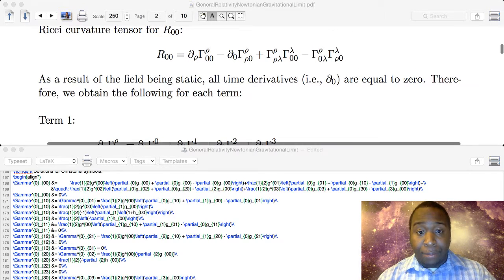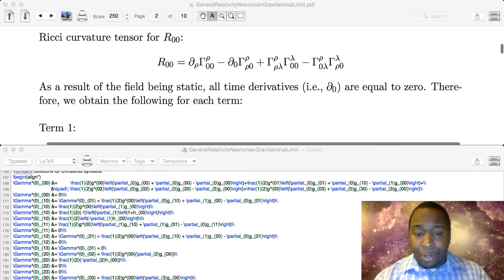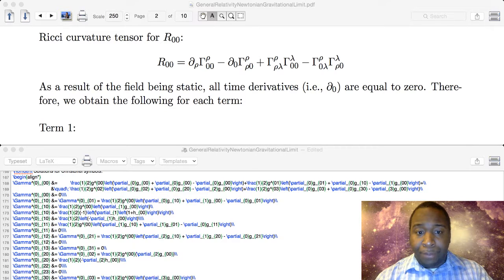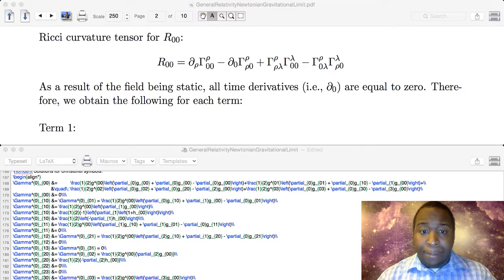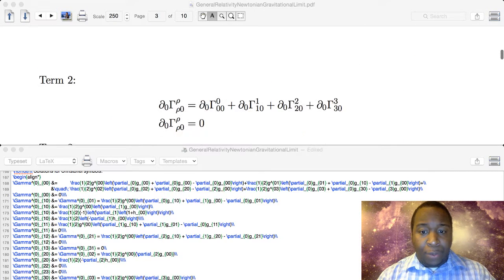For the second term, remember I stated earlier, and I even stated here, that all terms that involve partial derivatives with respect to the 0th term are equal to 0. As you can see, the second term in our Ricci curvature tensor is solely dependent on partial derivatives with respect to the 0th element or coordinate. So that term goes to 0 automatically, and we can ignore that term as well.